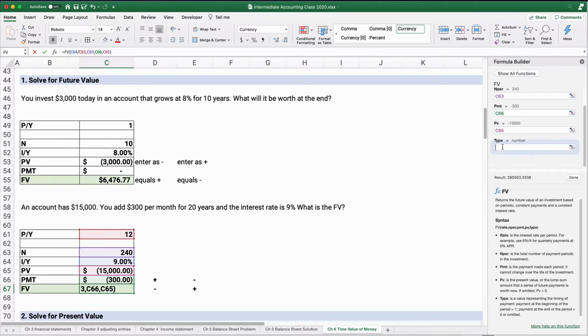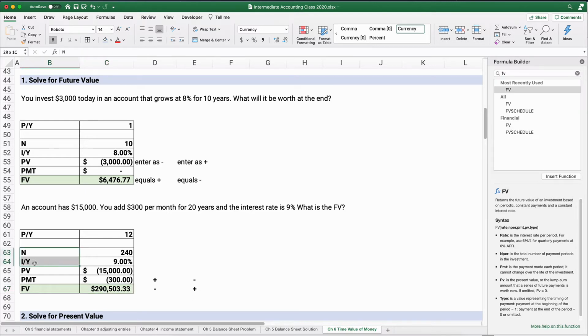We didn't say the payments happen at the beginning of the period, so they happen at the end of the period. So if your account has $15,000, you add $300 per month for 20 years, and you get 9% interest, you're going to have $290,503 at the end of 20 years. Pretty great, right? Well, this is what time value of money can do.